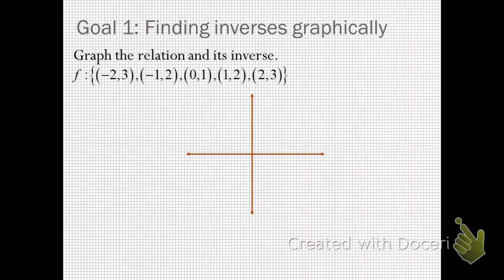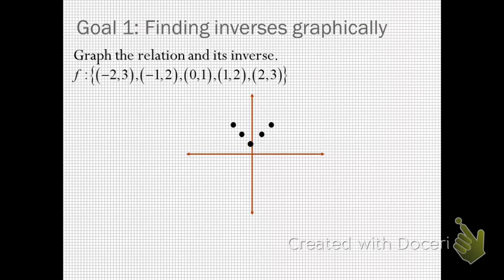Alright, you see a function here listed in which I have 5 ordered pairs as part of the function. And what I want to do right now is go ahead and plot those values. And I'm using a scale where every 1 square equals a half a unit. Okay, so I've got those points graphed.